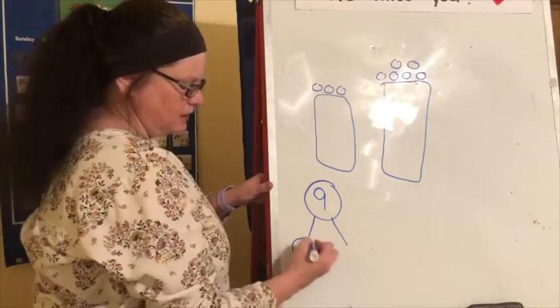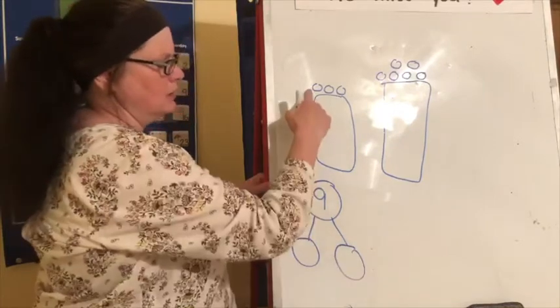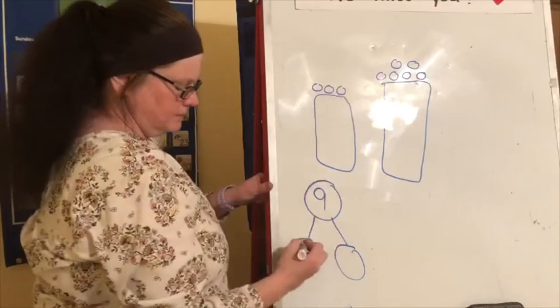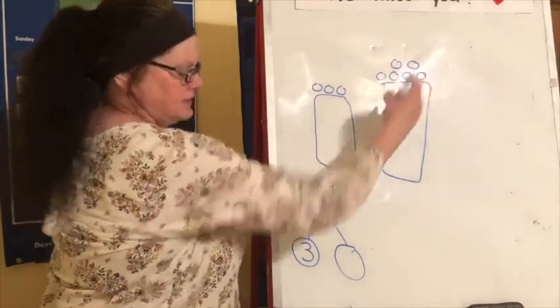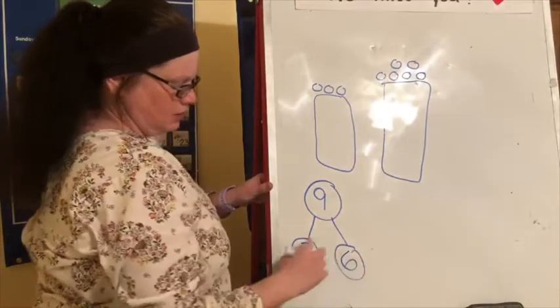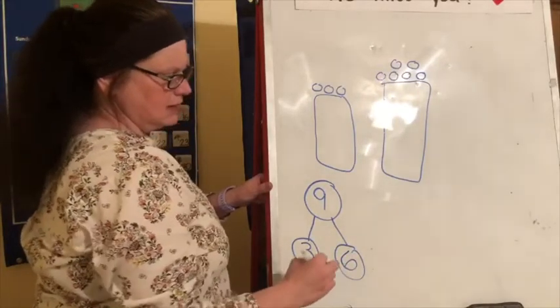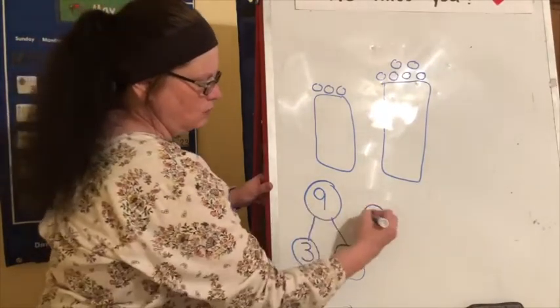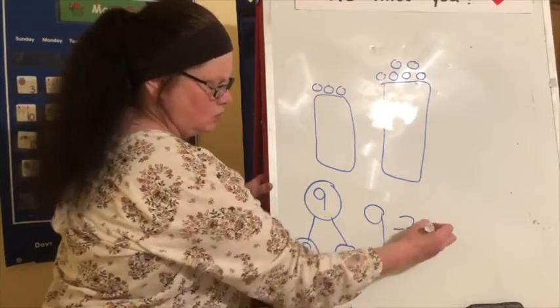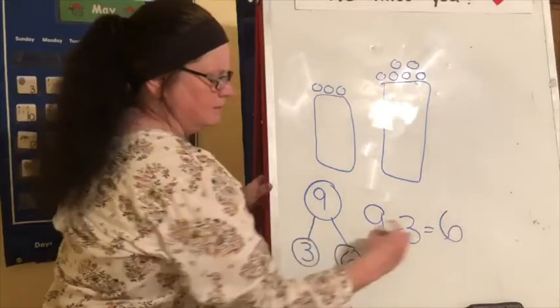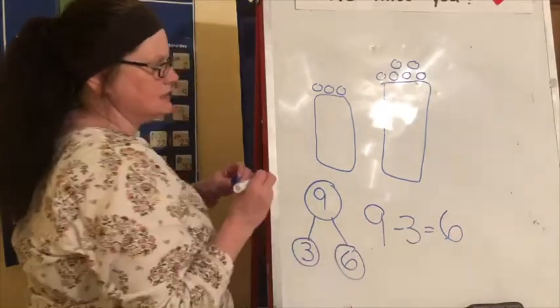Let's see, I'll put them in my number bond. How many are here? 1, 2, 3. How many are here? 1, 2, 3, 4, 5, 6. So my parts of 9 are 3 and 6. And I write it as a number sentence. My whole 9 minus my part equals my other part. 9 minus 3 equals 6.